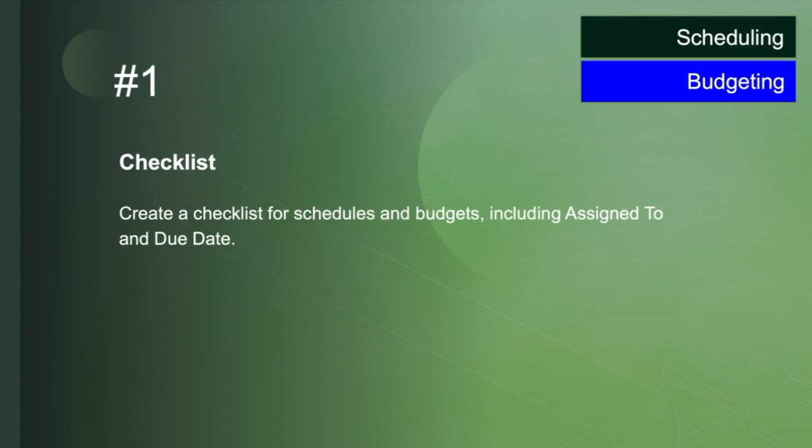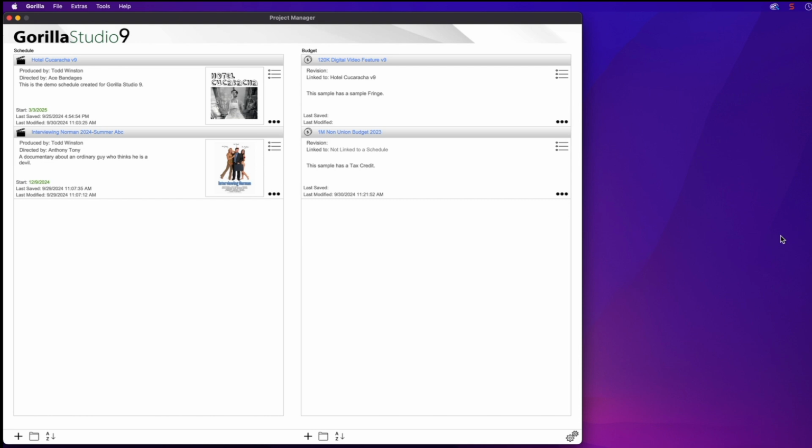The very first one is called Checklist. On the top right, you can see it says Scheduling and Budgeting, which means that this is a feature that is in both scheduling and in budgeting. What this feature allows you to do is to create a checklist for schedules and budgets, including assigned to and due date. So let's go ahead and take a look at that feature.